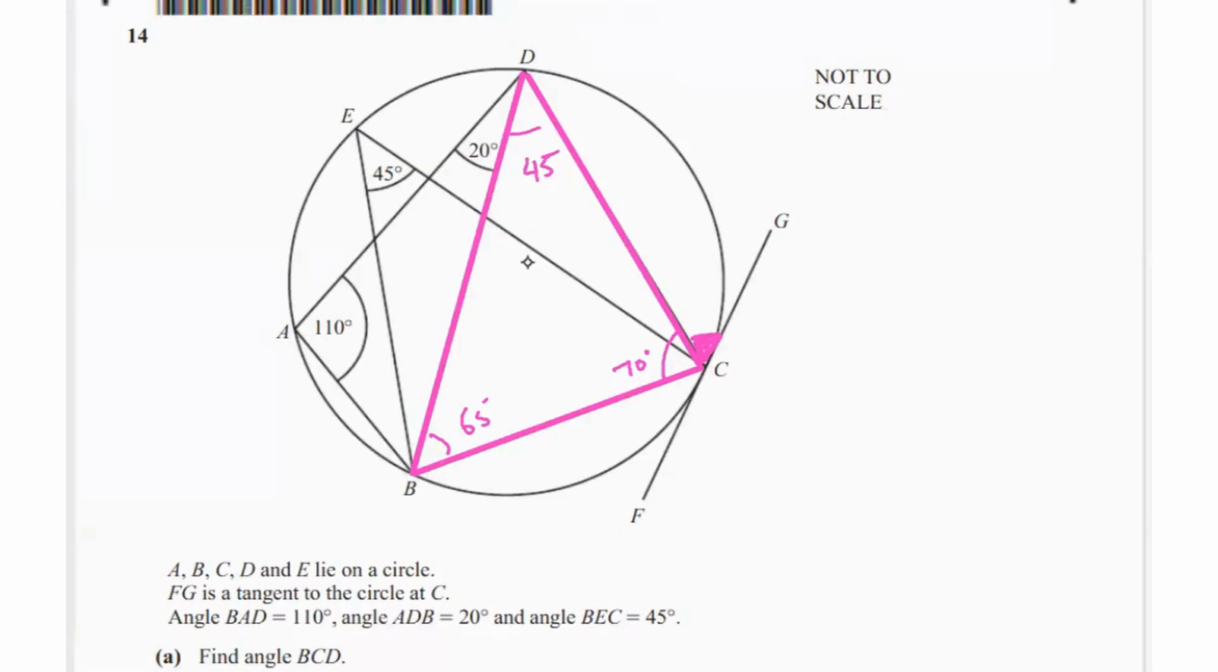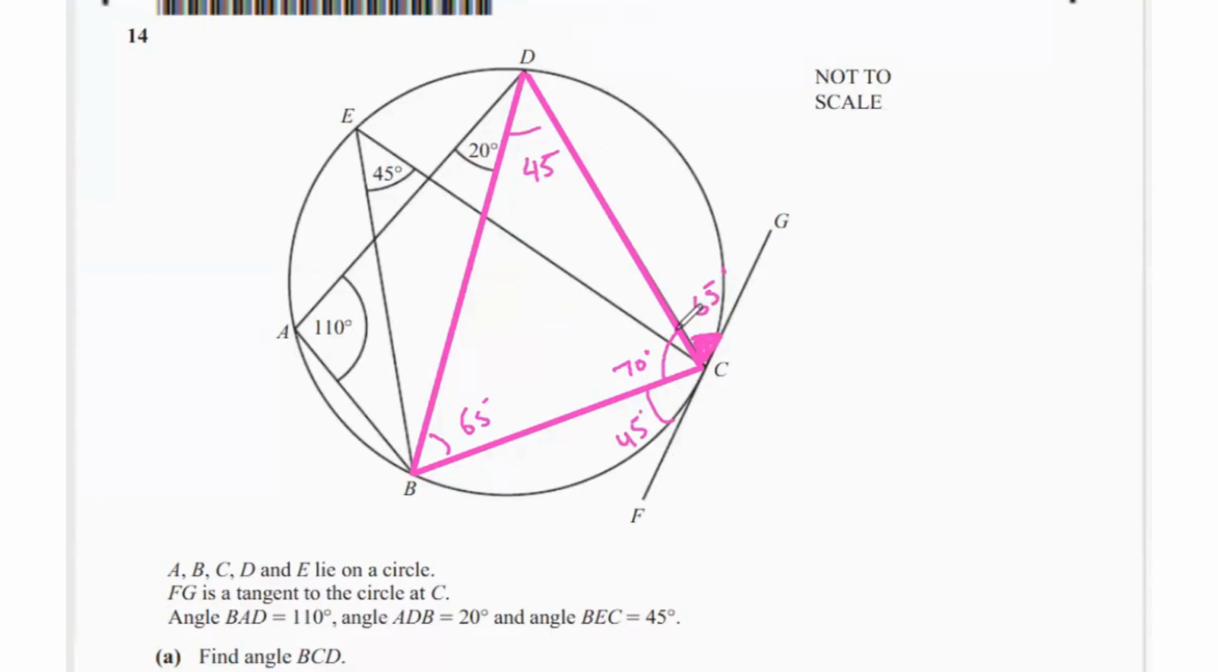In the alternate segment theorem, whatever angle is over here, that comes over here, and this one comes over here. As you can see, when we add all these three angles, that gives us 180. And angles on a straight line also add up to 180, which means 45 plus 70 plus 65 would give us 180 as well. Hence, angle DCG will also be 65.